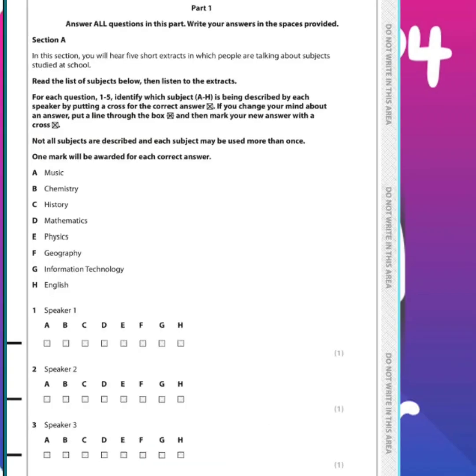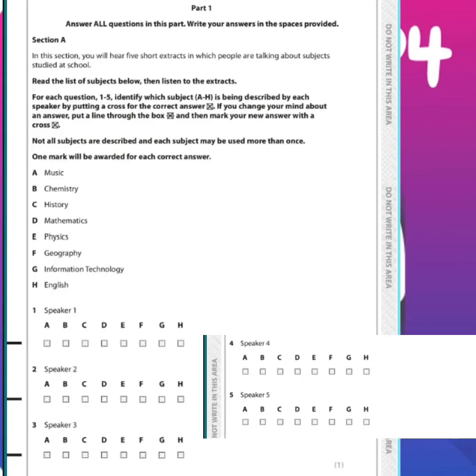Part 1. Section A. In this section, you will hear 5 short extracts in which people are talking about subjects studied at school. Read the list of subjects below, then listen to the extracts. For each question 1 to 5, identify which subject A to H is being described by each speaker by putting a cross for the correct answer.